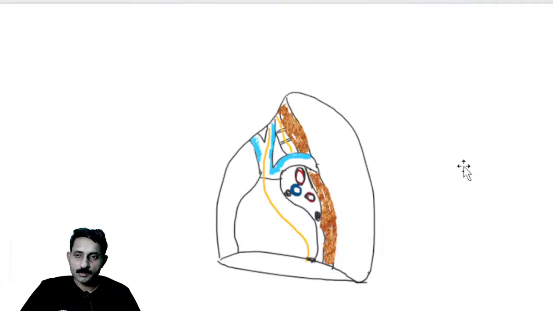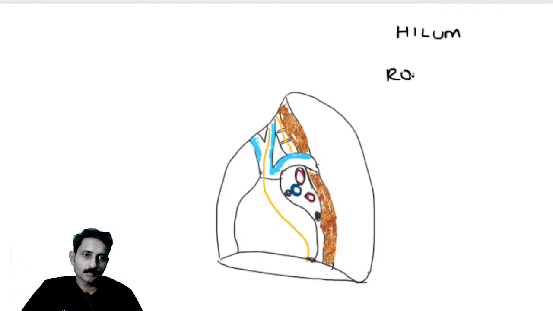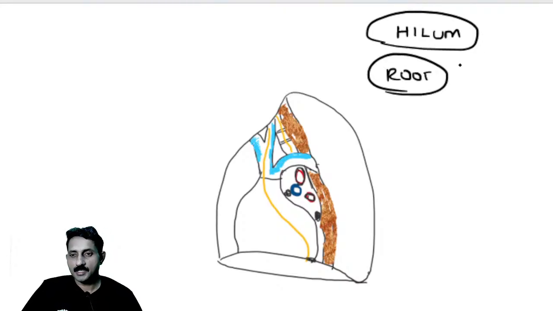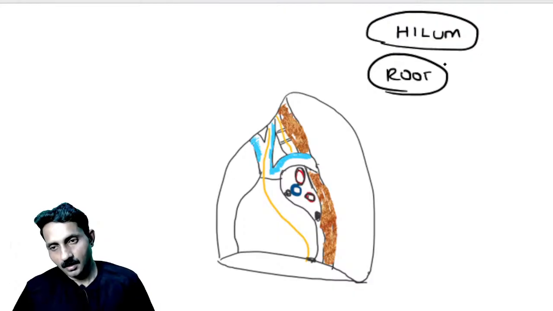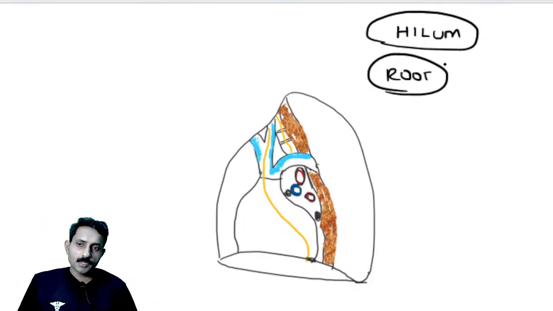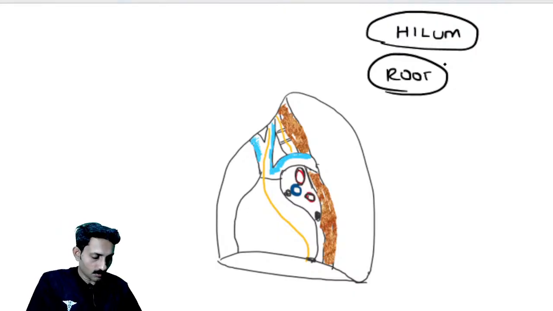Before going to the mediastinal surface features, what is the difference between hilum and root? Is it the same or different? One way it is the same, another way it is different. What is the difference between the root and hilum?